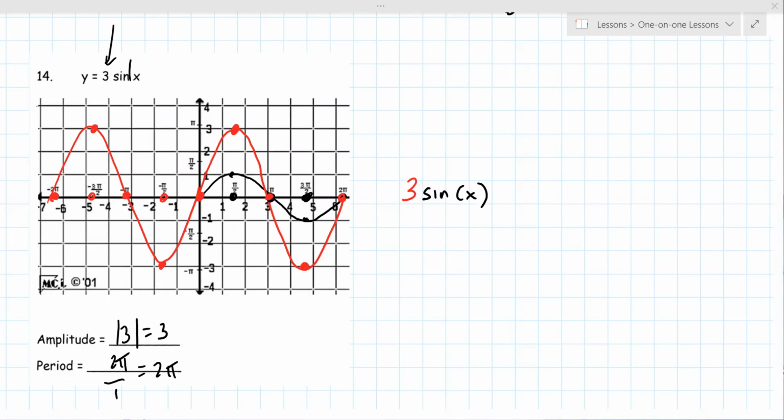Okay, we're going to do 16 because it's another sine. That's usually a good one. It's usually good to do them in groups like that.